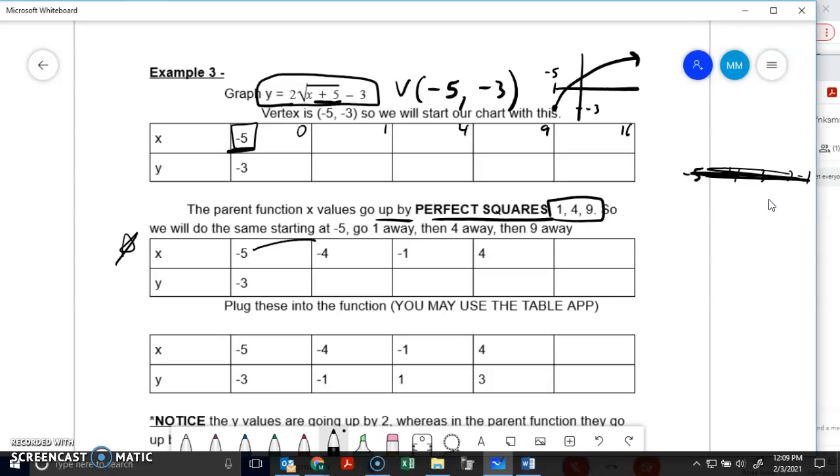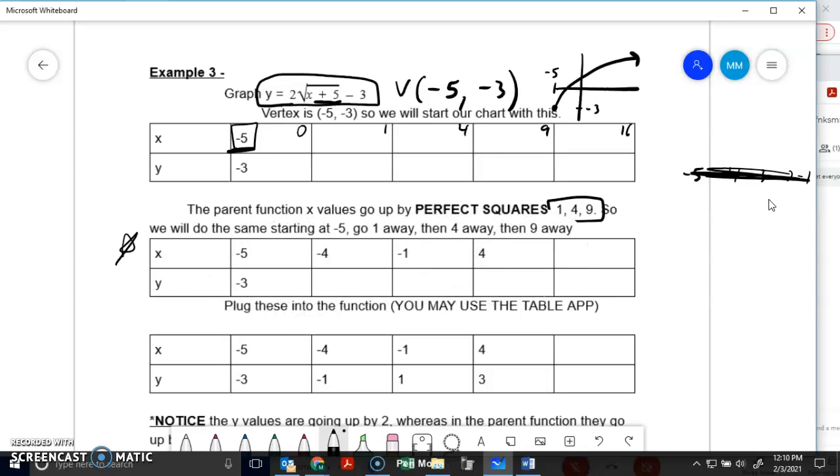So I'm going to go 1 away from negative 5. That's my starting point. I'm going to go 4 and 9 away. 1, 4, 9. 1 away from negative 5, 4 away, and 9 away. Another way to think of it is that this is going to be negative 5 plus 1, negative 5 plus 4, negative 5 plus 9. I'm adding the perfect squares to my starting value. It gives me these values. Negative 5, negative 4, negative 1, positive 4.